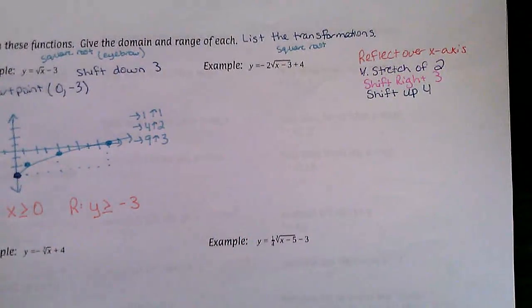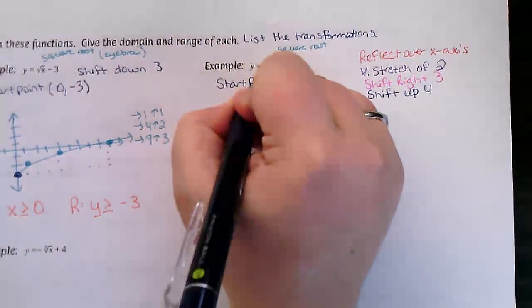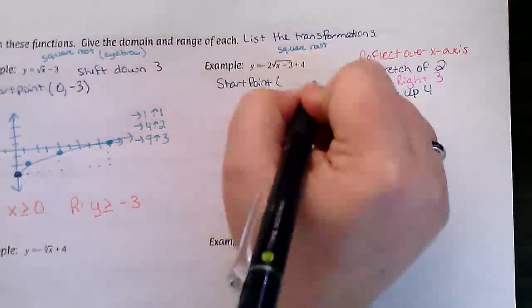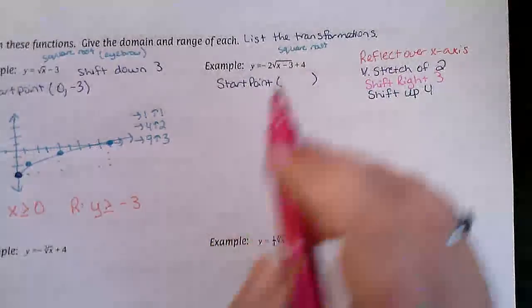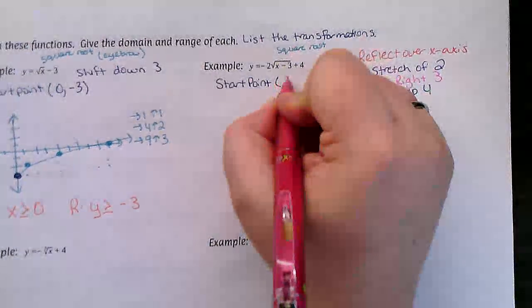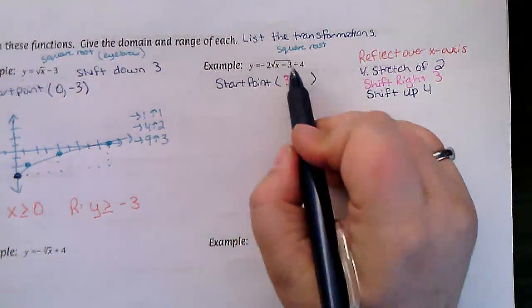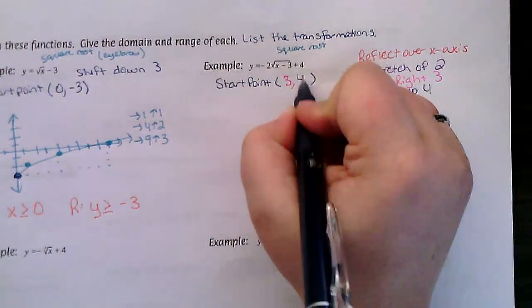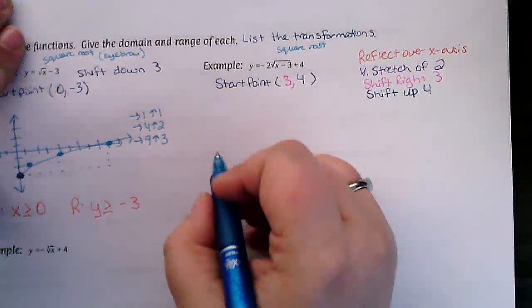Okay, so where's my start point going to be? Well, to find the start point, I do opposite of what's inside the parentheses. So it says -3. I went right 3, so I do 3. And then I do what the up and down says. So 3, 4. So when I draw my graph, I'm going to start it at 3, 4.